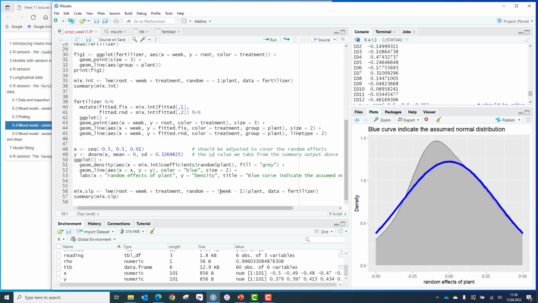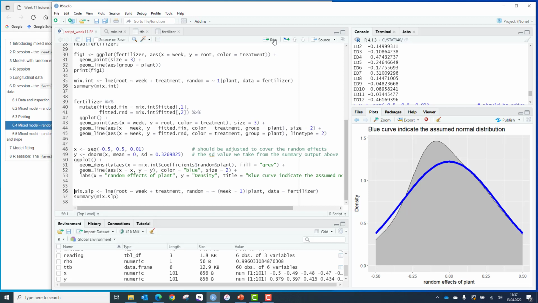Right? If I had only written weak without this minus 1, then this function will interpret this as random effect should now both affect intercept and slope. So in order to only affect the slope, you have to include the regression variable and then minus 1 to say not on the intercept. But still, it's the same grouping variable. It's still the plant column that gives us the grouping, right?